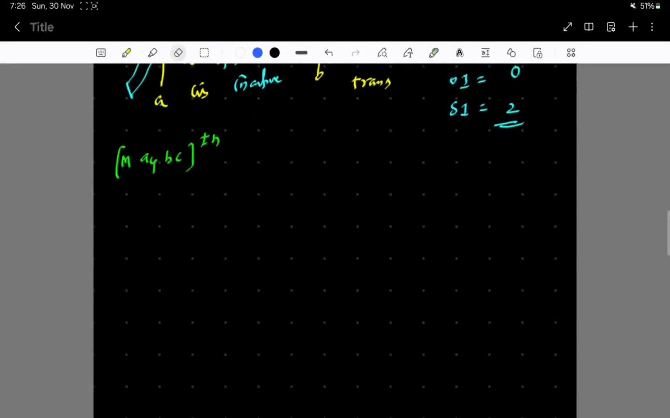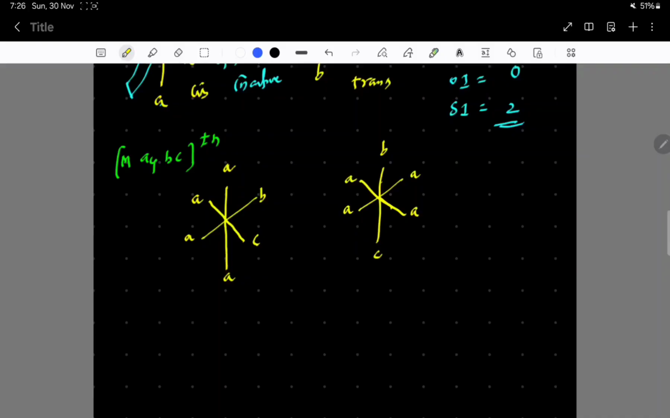Right. Next example, student, MA₄BC. MA₄BC, student, so we can write the possible combinations, right? Now look at it, student, I will write this A to A trans. Now I will keep B to C cis, and I will keep B to C trans, simple, student. I will keep B to C cis and B to C trans, right? Now the remaining ligands I can arrange. Now look at it, student. So B to C, student, this is a cis isomer, and B to C trans, it is a trans isomer.